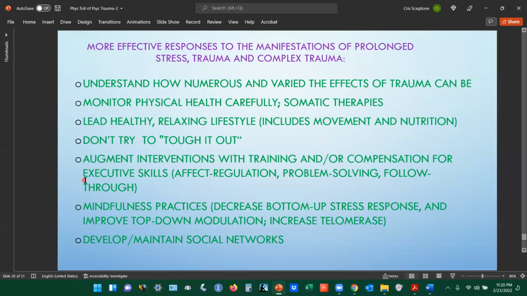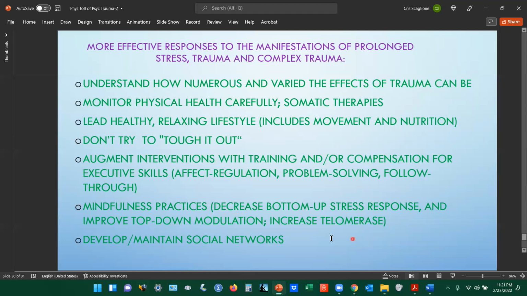We also tend to not take into account the tremendous number of executive skills that go into PTSD, and we do not include them in our interventions. In fact, we often criticize people with PTSD for not having very good executive skills instead of helping them with them. Mindfulness practices, which, by the way, decrease bottom-up stress responses and improve top-down modulation, as well as increase our telomerase, are things that people with PTSD should definitely practice, and that psychologists who deal with people with PTSD should encourage and help them to develop those skills.